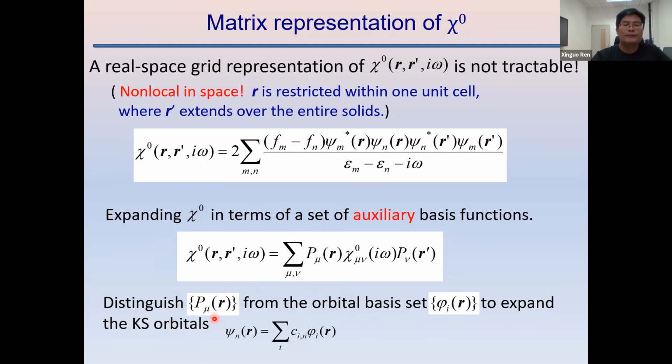So here, the key point is that with the atomic orbital basis set, we have two sets of basis functions. One set is the basis function to expand the Kohn-Sham orbitals. Another set is this auxiliary basis function to expand the response function. So this is the key point. And then in FHI-aims, we have designed an automatic procedure to construct this kind of auxiliary basis set on the fly automatically.